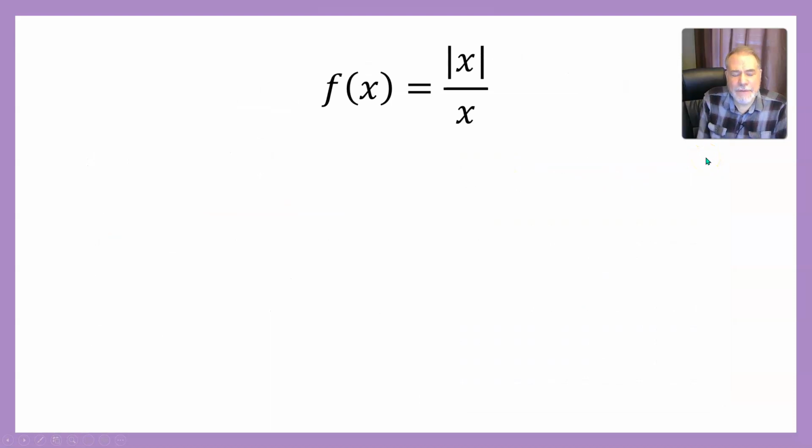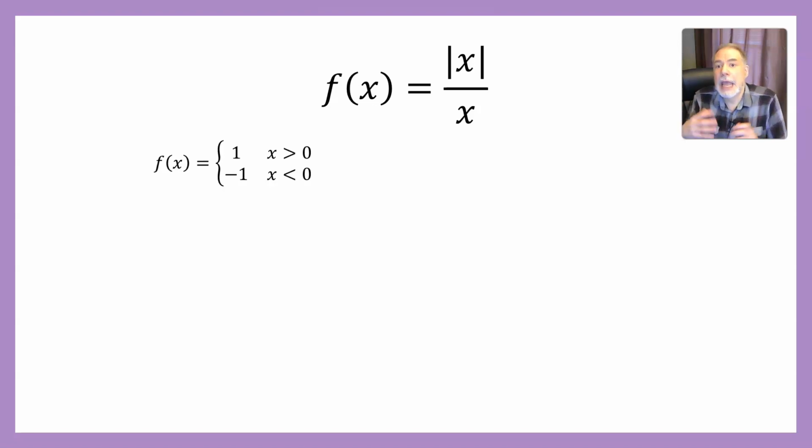What about this one? f of x equals the absolute value of x over x itself. If you've seen my other videos on limits, you've seen this function before. And you know that it gives you a value of positive 1 anytime the number you put in for x is a positive number, one that's greater than 0. And it gives you a value of negative 1 if the number you put in for x is a negative number, less than 0.